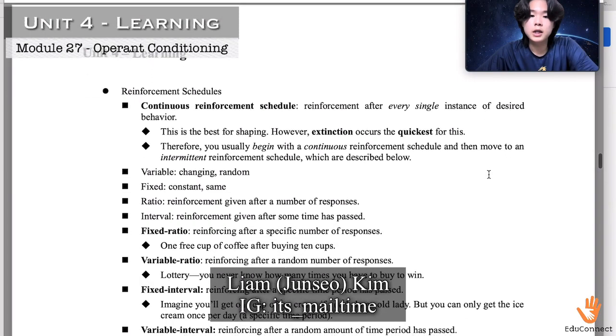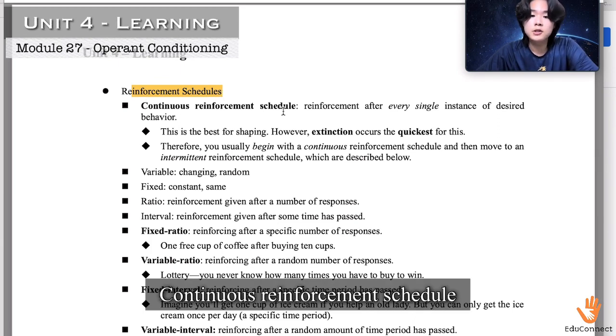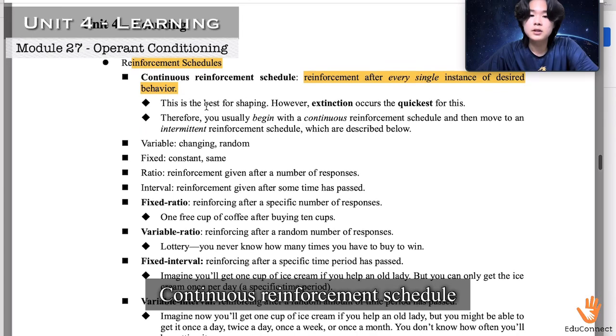Now we're going to look at reinforcement schedules. This is also a very frequently asked question in the AP Psychology exam in May. A continuous reinforcement schedule is reinforcement after every single instance of desired behavior. This is the best for shaping. However, extinction occurs the quickest for this.